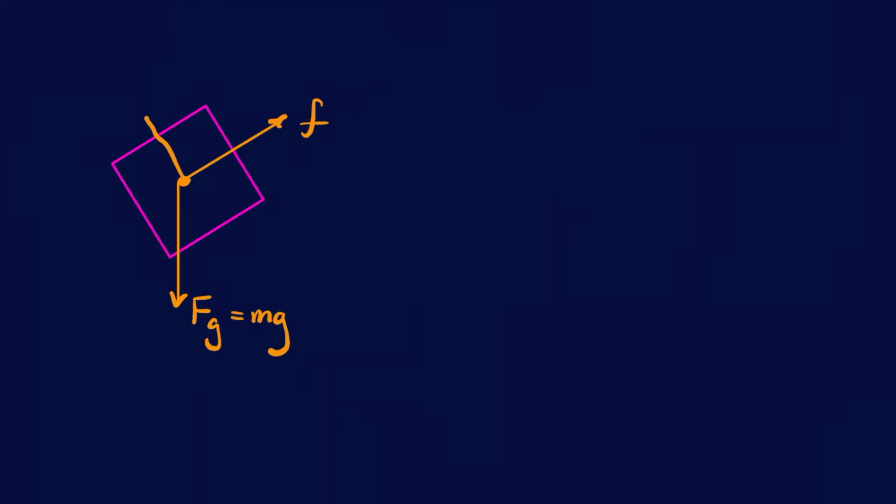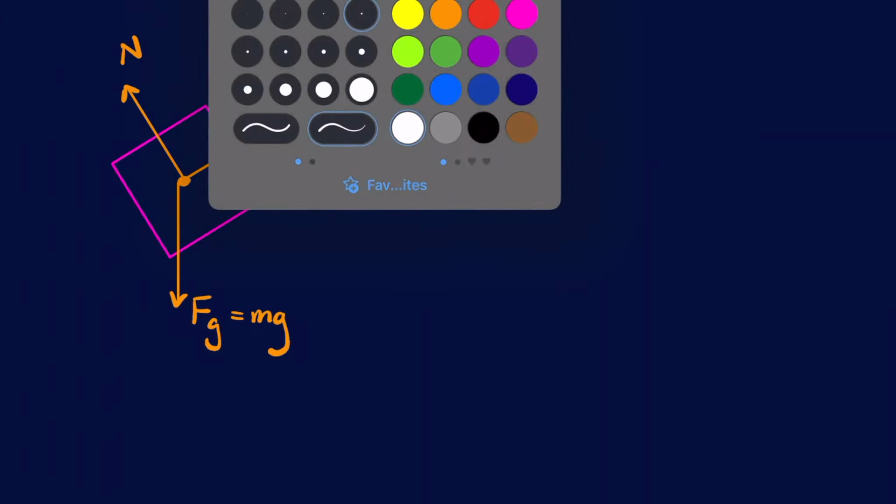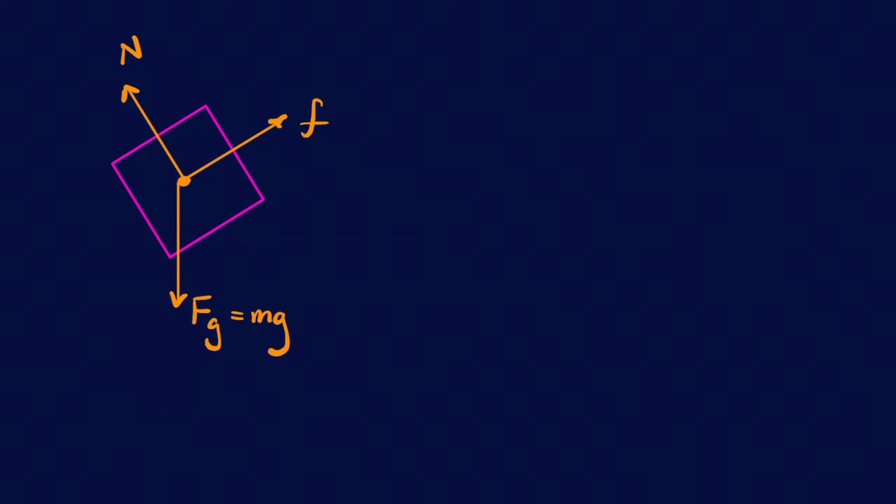And perpendicular to the surface, we have the normal force. Now, the tricky part about this question is that when we are writing our equilibrium equations in the x and y direction, the normal force and the friction force are kind of pointed in angled directions. They're not exactly in the x or the y direction.